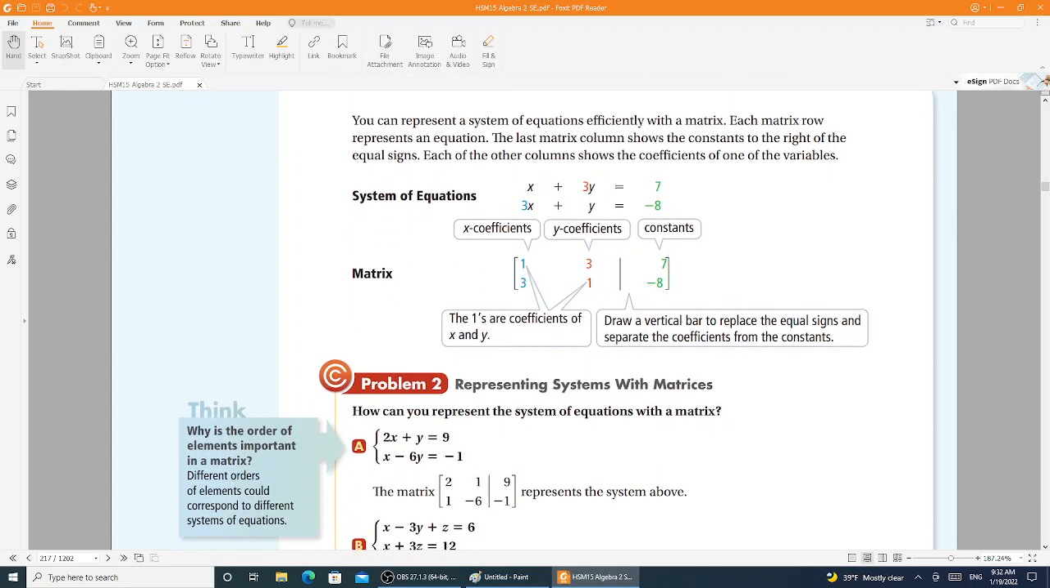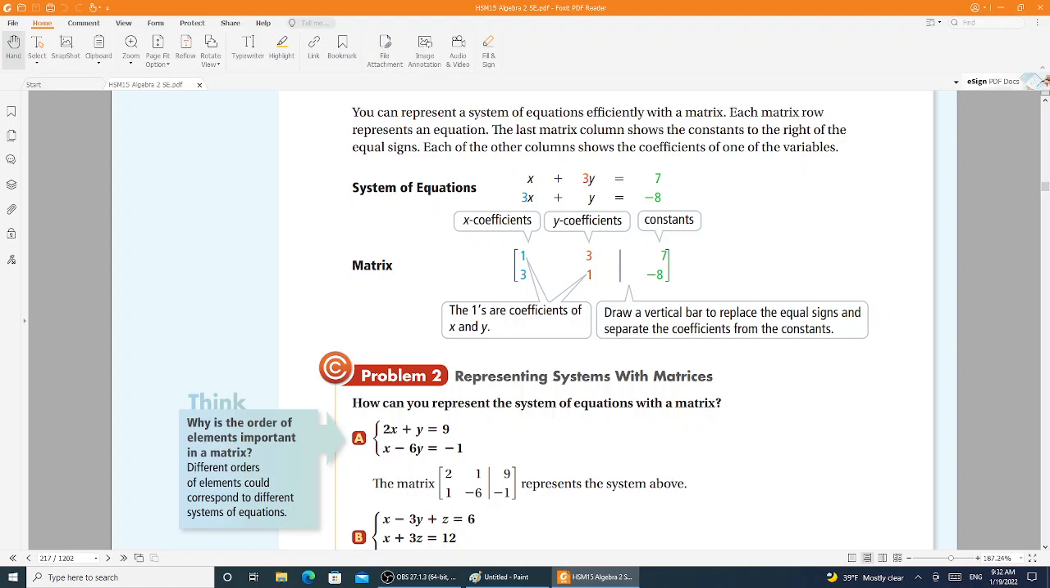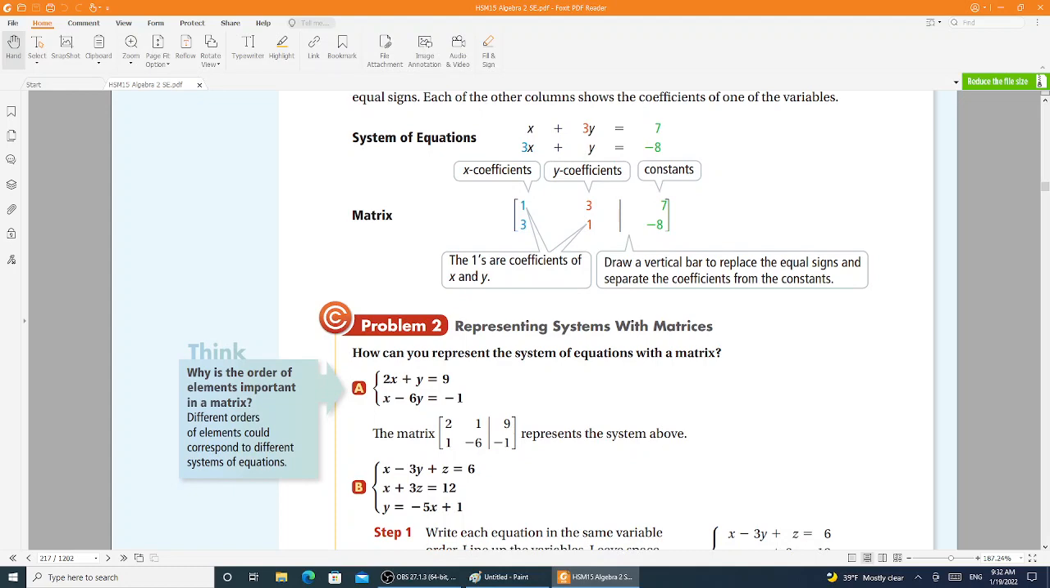Look at this system of equations: x plus 3y equals 7 and 3x plus y equals negative 8. The coefficients of x are the first column and the coefficients of y are the second column, and the constants are the right-hand side of the system. So the matrix of this system is 1, 3, 3, 1, 7, negative 8.